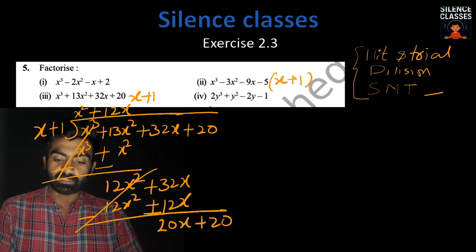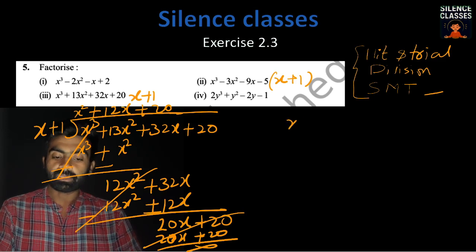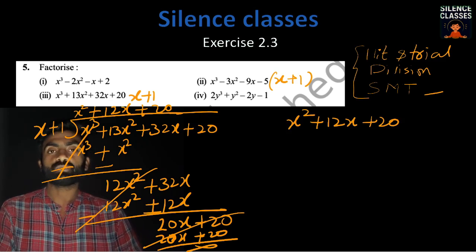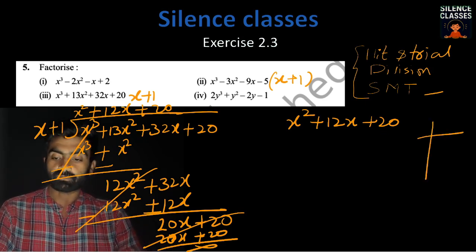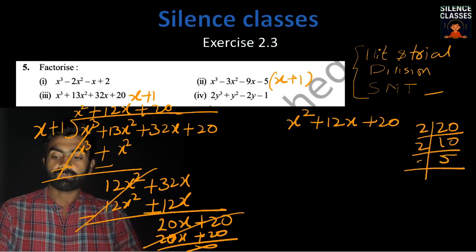20x plus 20. So we can multiply it by 20, so we will get 20x plus 20, so we can cancel it out. So we got x square plus 12x plus 20. Now by using the splitting the middle term, we can find out the next two factors. Okay, 20 means we have to multiply, we will get 20 and we will get 12. So we will do the prime factorization of 20, we will get 10, we will get 5 and 5.